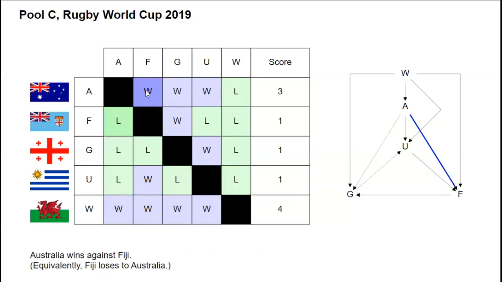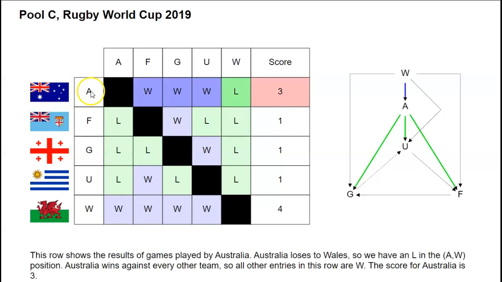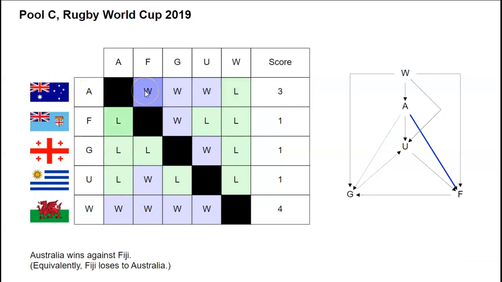So we write the results in this table here, and the letter that we write here is from the point of view of the team labelled at the left-hand side of the row. So these are the results from the point of view of Australia. Australia wins against Fiji, so we have a W. Wins against Georgia, we have a W. Wins against Uruguay, so we have a W, and loses against Wales, so we have an L.